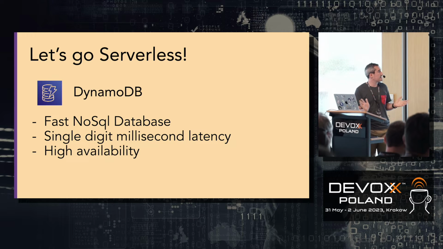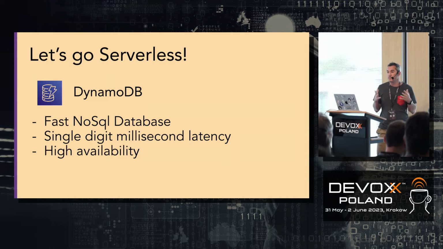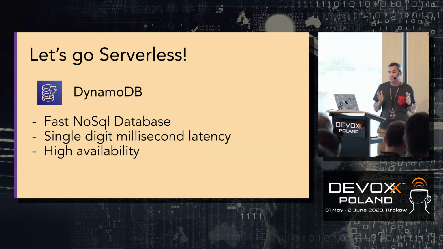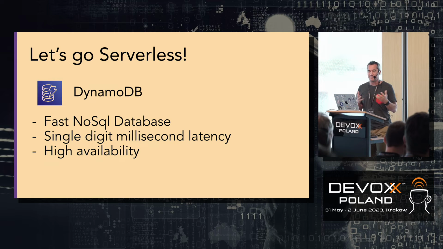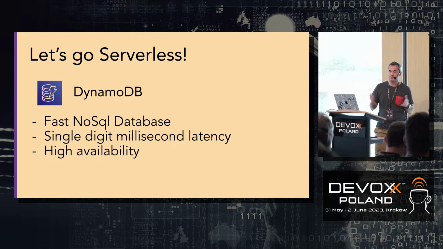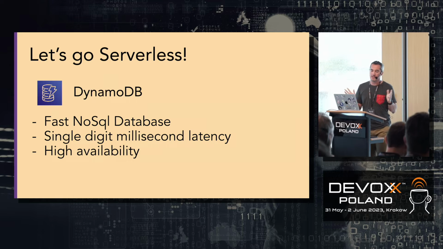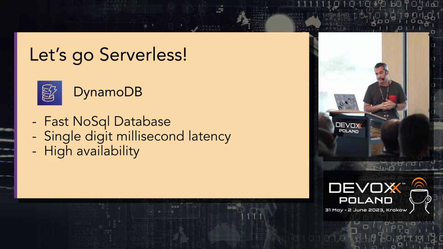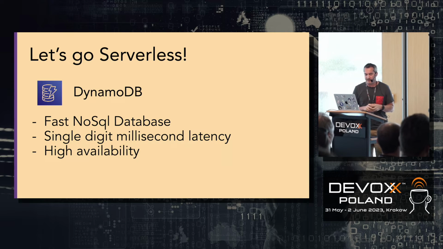And last but not least, DynamoDB. DynamoDB will be used to store our pizza. It's a fast NoSQL database. You can see that as a key-value store, with single-digit millisecond latency. If you operate in the same region, if your Lambda function is in US East 1 and you're trying to talk to DynamoDB in Japan, I'm not sure about the single-digit millisecond, but if it's the same region, AWS guarantees single-digit latency. And it has high availability. I think it's five nines, so it's quite high.